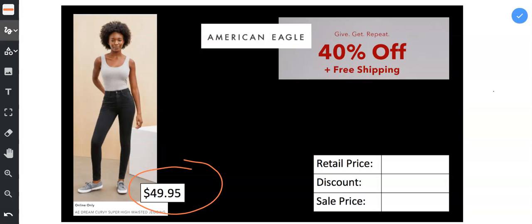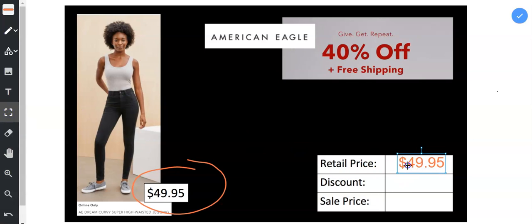So this is actually from the American Eagle website. This is the actual price of the jeans. So this is what we would call the retail price. So this is the original price. This is what the price tag would say. And then we need to figure out the discount.